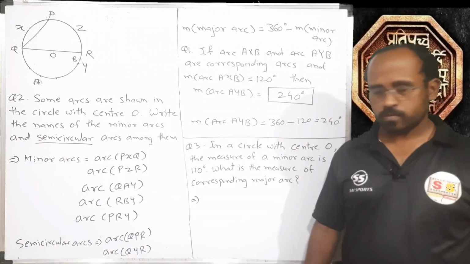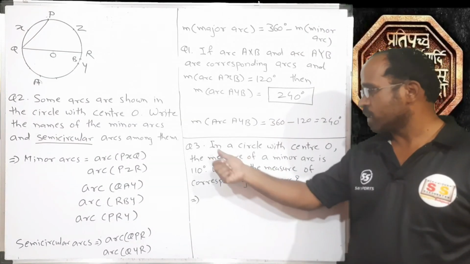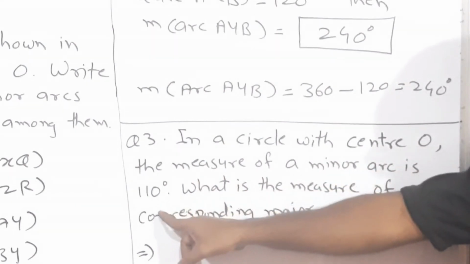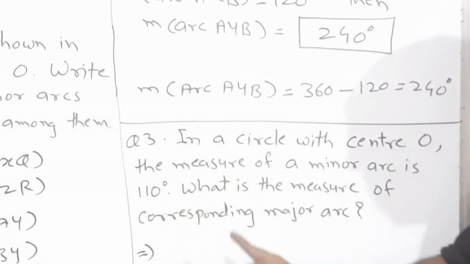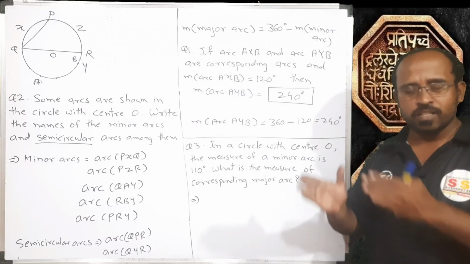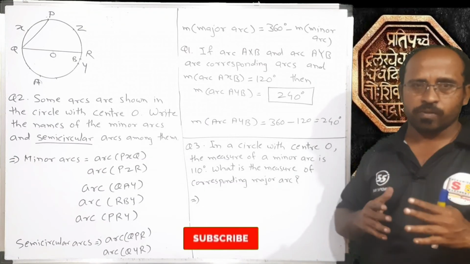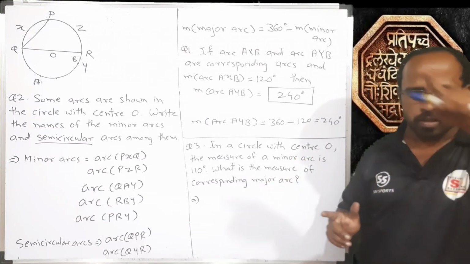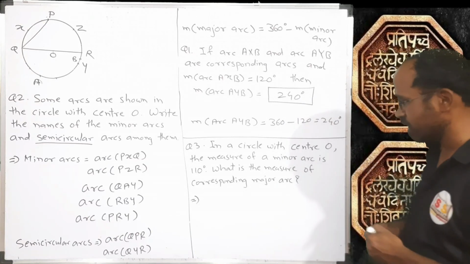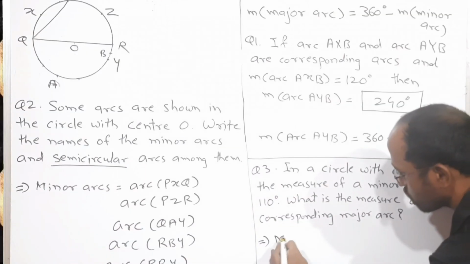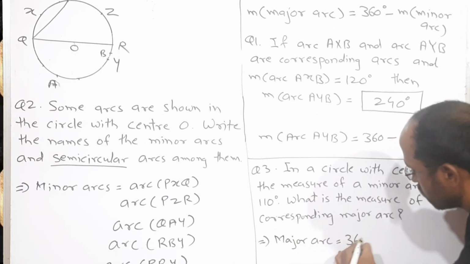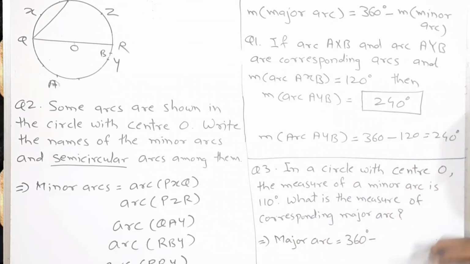Okay students, question number 3 is, in a circle with center O, the measure of a minor arc is 110 degrees. What is the measure of the corresponding major arc? The smaller arc is given. We have to find the corresponding major arc. One of the easiest things, because we know the total measurement of a circle is 360 degrees. So we can say major arc is equal to 360 degrees minus minor arc.